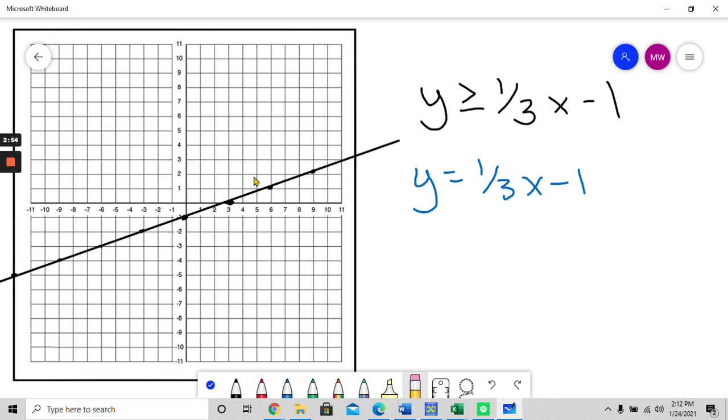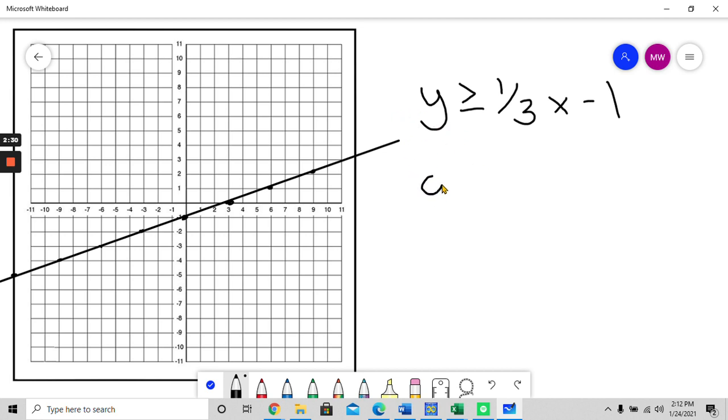So one of the easiest ways to figure out how to shade this is by plugging in the point 0, 0 into this original equation. So I'm going to erase this for now because we don't need it anymore. I'm going to plug in 0, 0 because if you look, 0, 0 is on one side of the graph. So I'm going to plug 0, 0 into this.